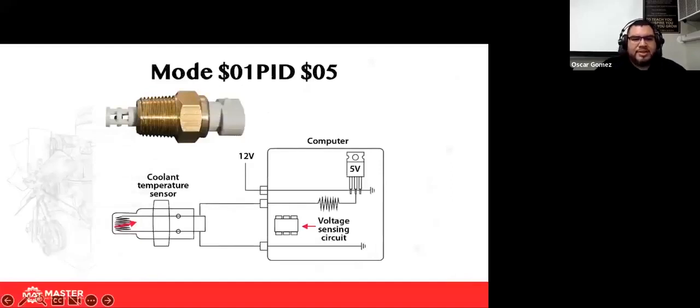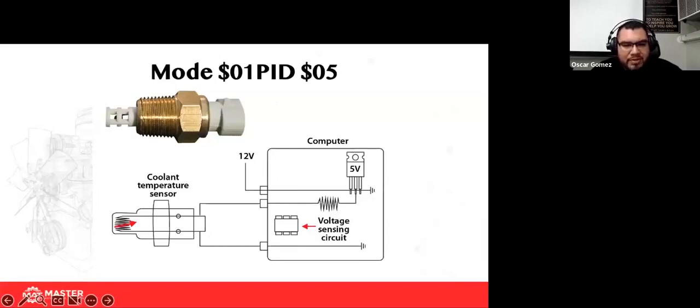So what I did for you guys here is I have a quick wiring diagram of a thermistor. It doesn't matter if it's an engine coolant temp, intake air temp, fuel temp, transmission temp. It's the same thing. So we got a 12-volt input that goes to a 5-volt regulator. That 5-volt regulator goes to a small resistor, so this way we can reduce the amount of current flow. And then we have a ground circuit that goes to our thermistor.